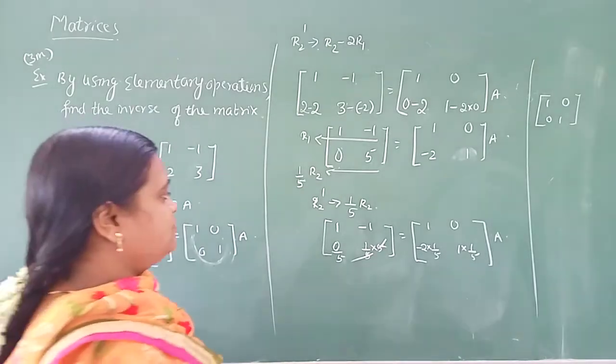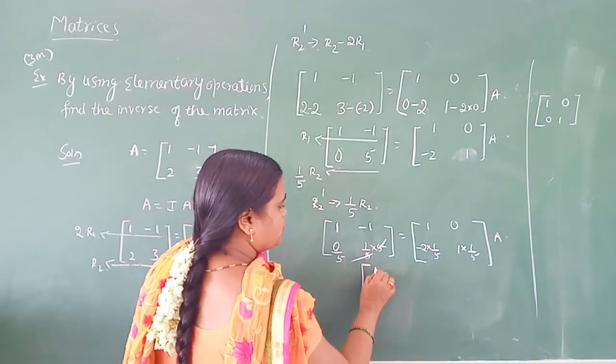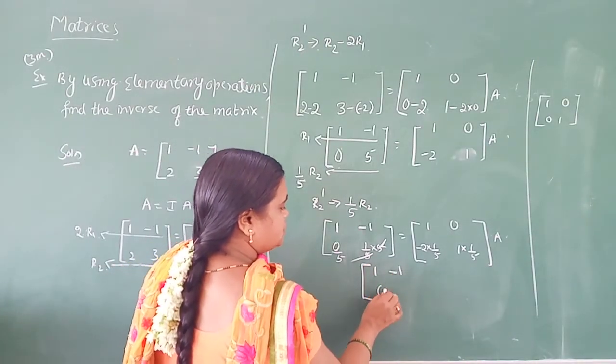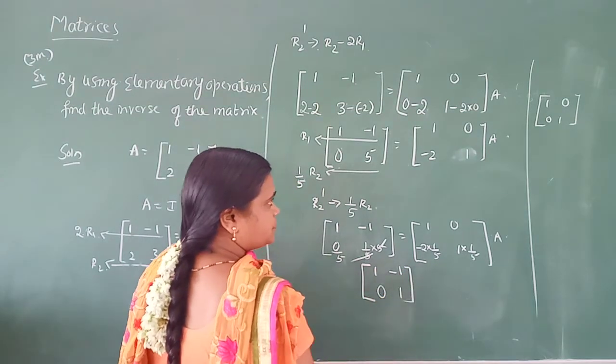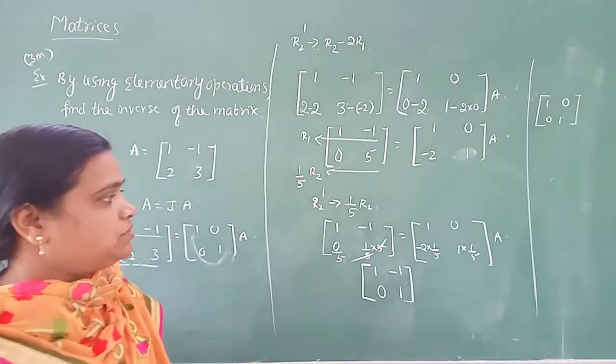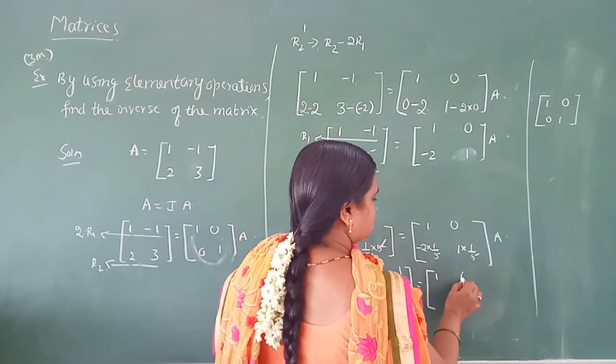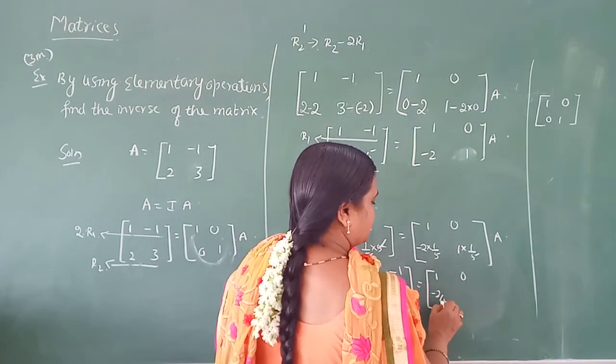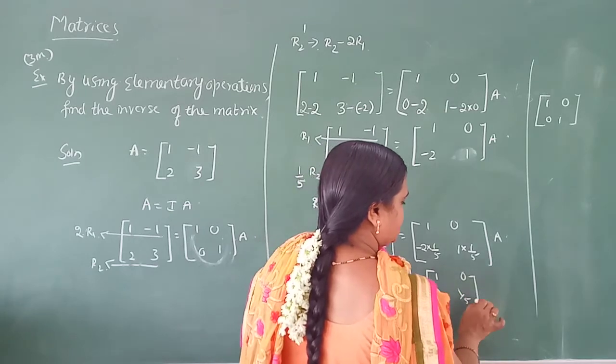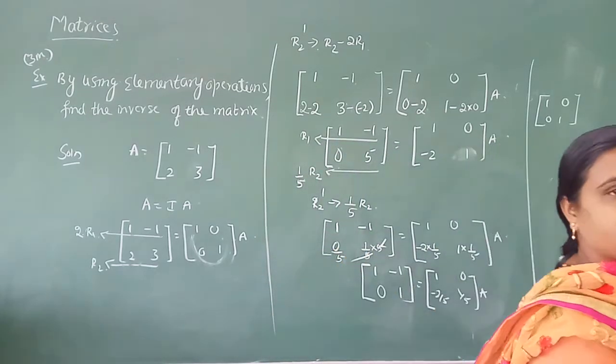Cancel. We will get it is 1 minus 1, 0, 1. 1 minus 1, 0, 1. So that it is 1, 0, minus 2 by 5, 1 by 5 into 8.